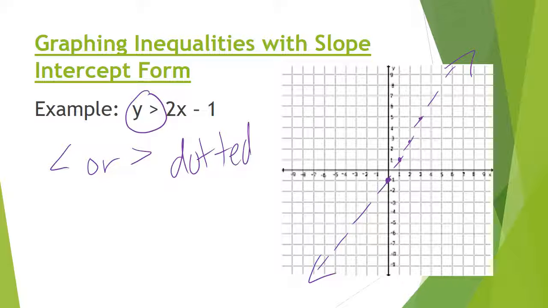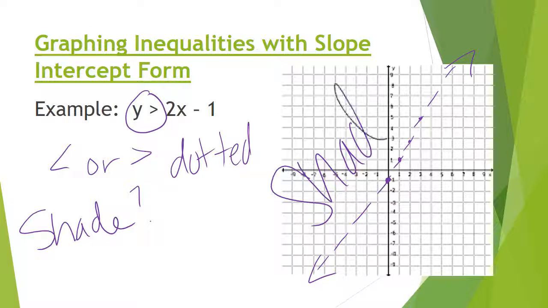Do I shade above or below? Yes, you always shade if you have an inequality. Always shade if there's an inequality. So where am I going to shade? Well, this time it says y is greater, where the mouth is towards y. So I look at the y-intercept. These numbers are greater, so this is the area I'm going to shade. That's it.